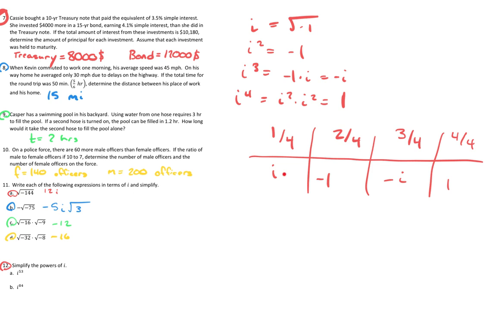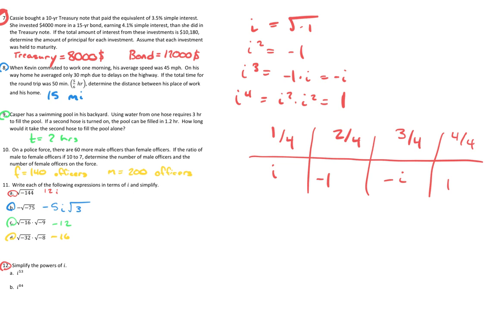These just follow this here, basically. So i to the first power is just going to be i. i to the second power is just going to be negative 1. i to the third, negative i. i to the fourth is just 1.